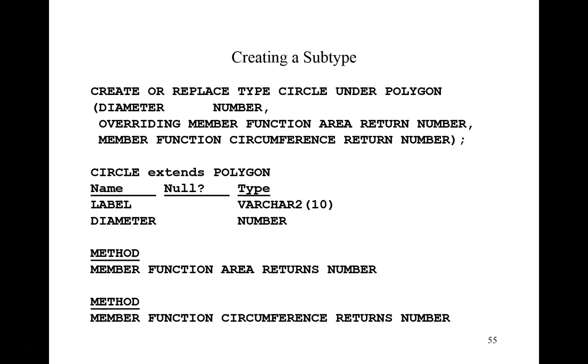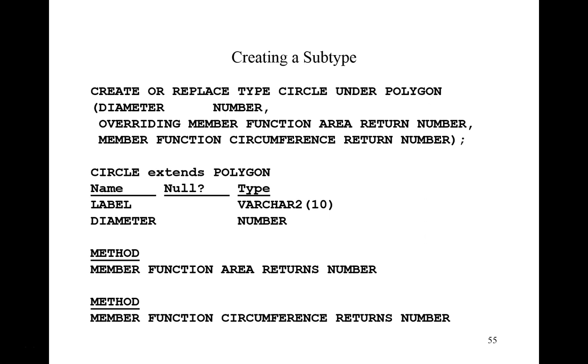Here we create circle, which is a subtype based upon Polygon. This subtype will inherit the area member function and must provide an implementation or definition of it. This is effectively an override of the function announced in the supertype. For that reason, we're using the keyword overriding to announce the member function of area. It also introduces its own local function called circumference.